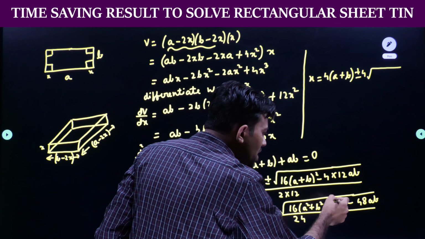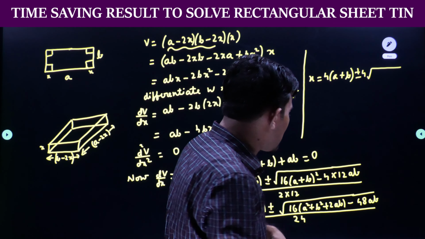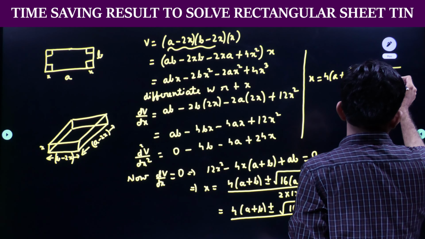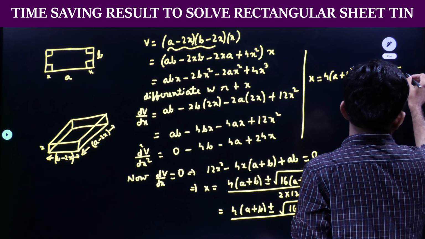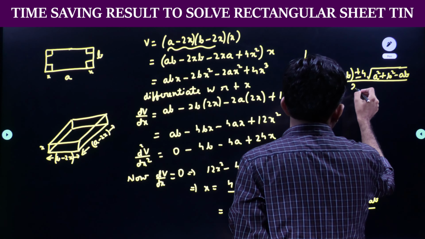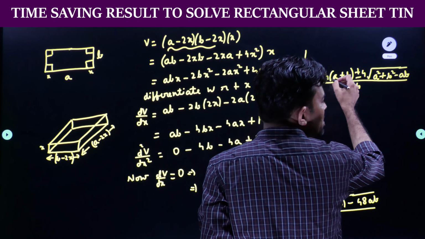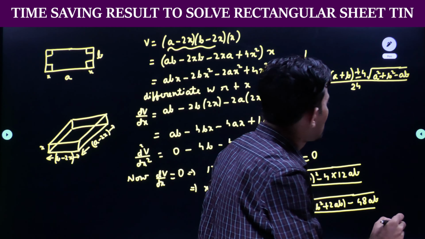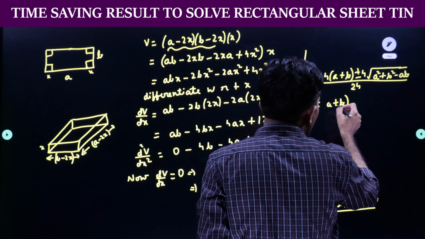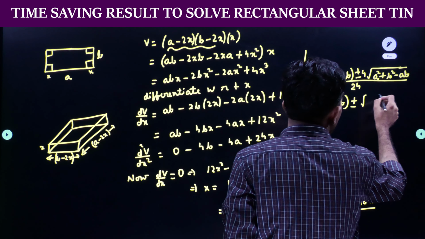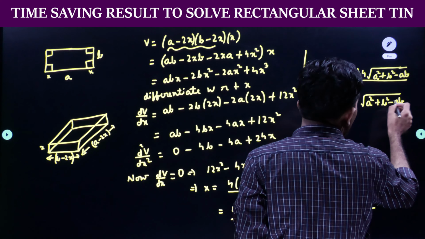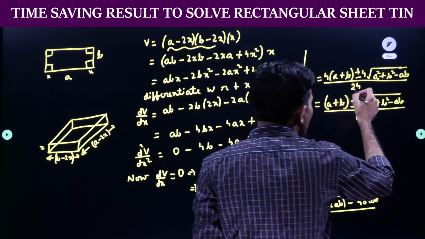So that becomes 3ab. 2ab minus 3ab, that is minus ab. Root of a square plus b square minus ab, divided by 24. Correct? 4 is common. 4 I'll take common and cancel with the denominator. 4 1s are, 4 6 are. So what is left is a plus b plus or minus root of a square plus b square minus ab divided by 6. There are two possible values of x.